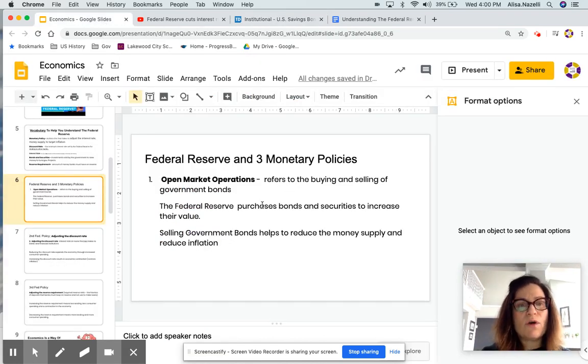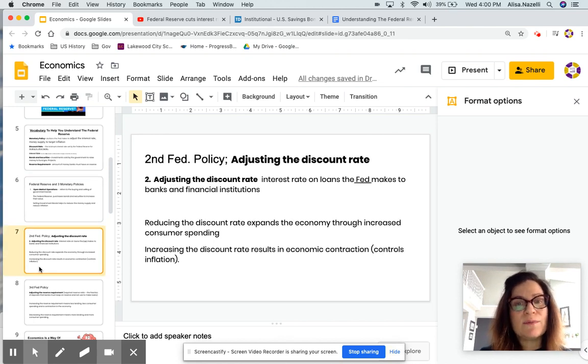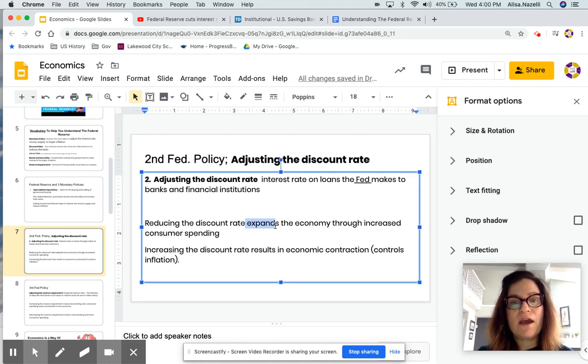All right. So open market operations refers to the buying and selling of government bonds. You're going to notice too that it works similarly with our interest rate when the Federal Reserve will adjust what they call the discount rate. And remember, that's the rate that the Fed charges to financial institutions when they need to take out a loan. And then that in turn influences our interest rates when we go to borrow. So when they want to expand the economy, all right, they will reduce this discount rate.